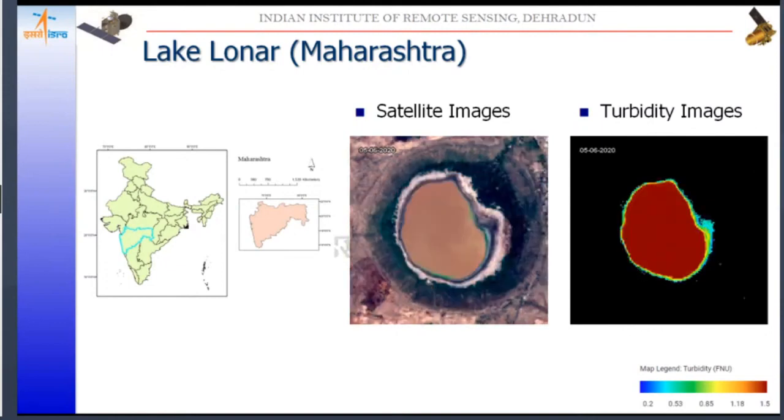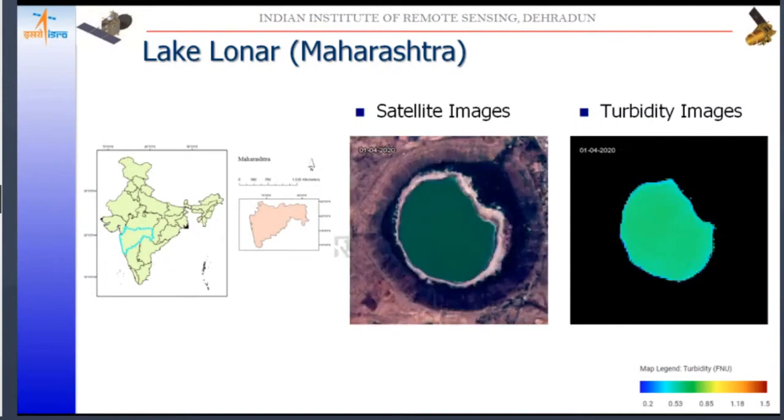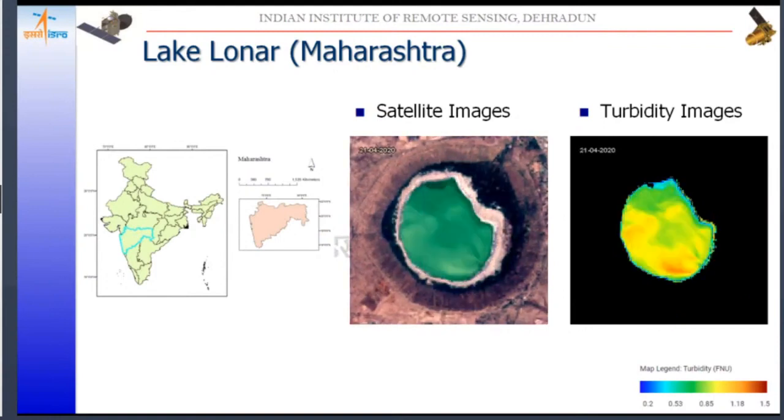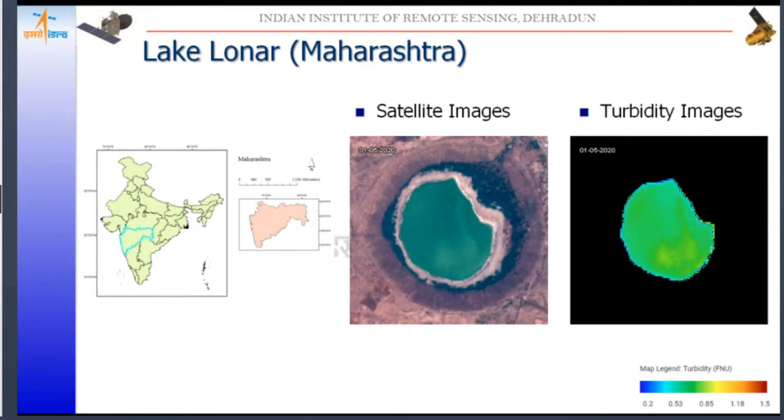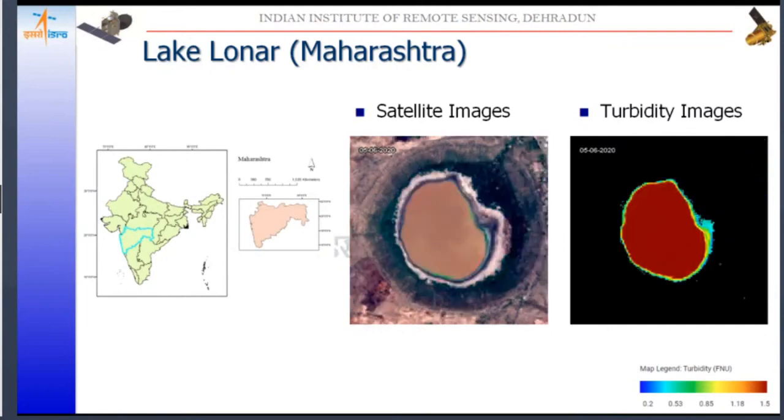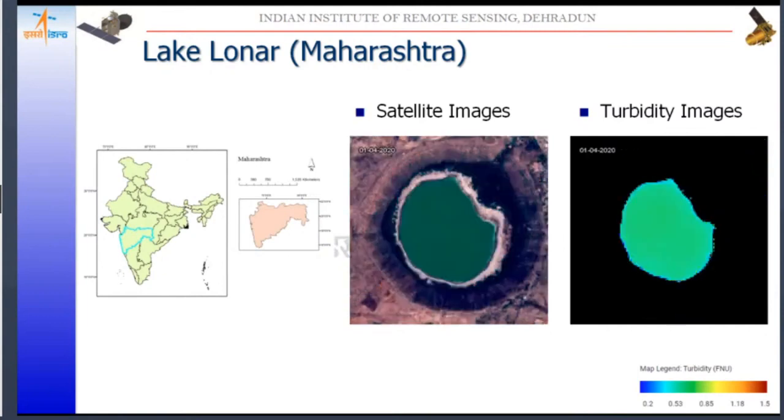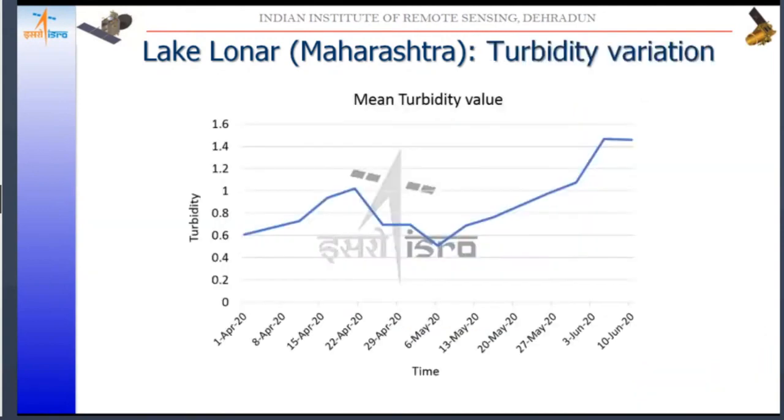So on the right, you can observe the turbidity images. Shades of blue and green represent low turbidity, whereas shades of yellow and brown are representative of high turbidity. So on the 5th of June, where the lake changes to a brown color, we can see that the turbidity values have been very high. The same was also observed from the graph that was generated using this tool. And we can see that since the 6th of May, the turbidity values of the lake had only been increasing.